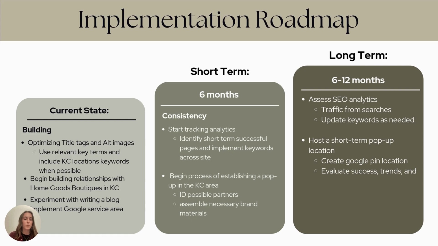Looking at implementation, where we're at right now, a good place to start would be implementing those title tags and alt images, begin building relationships with home goods boutiques in KC, experiment with writing a blog, and implement Google service areas. In 6 months, we can start tracking your SEO analytics and begin the process of establishing a pop-up in the KC area. In 6 to 12 months is when your SEO analytics will become more clear, so you can track your traffic searches and update keywords as needed, as well as this would be a good time to host a short-term pop-up location.